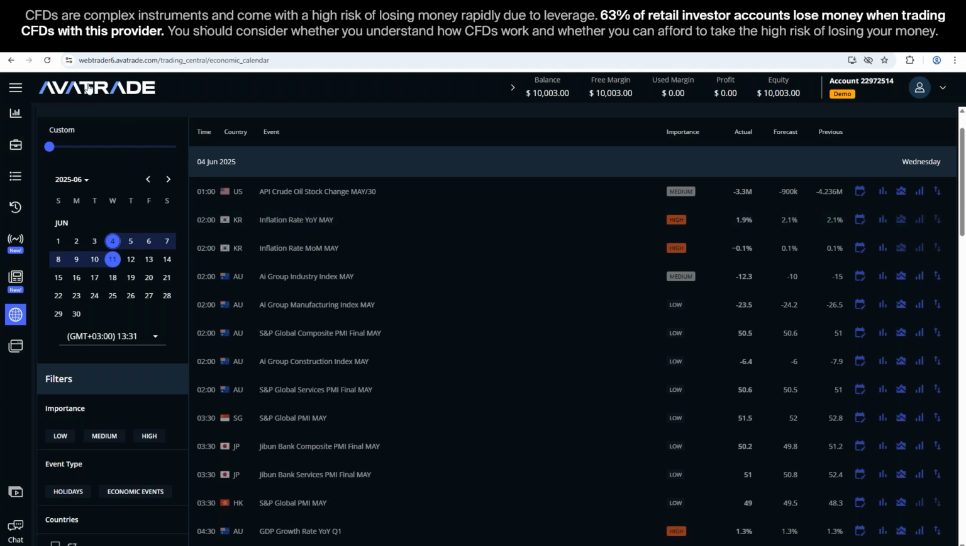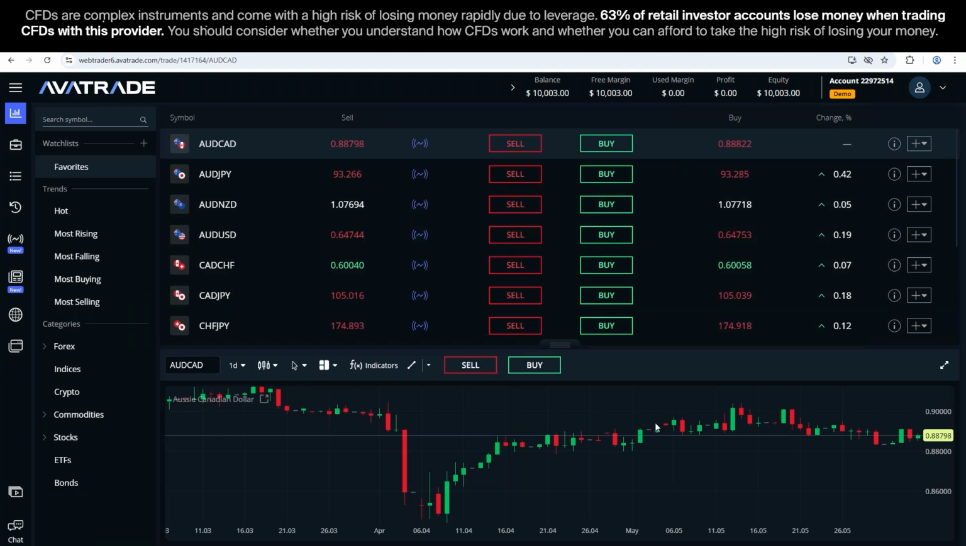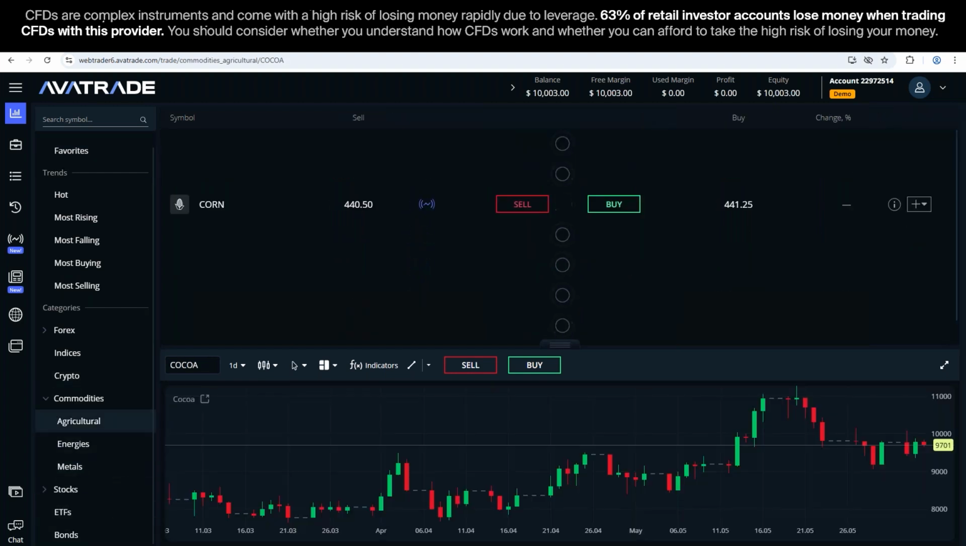Now, if I click in here on AvaTrade, it throws me back to the default screen, and then I can trade. And now we can successfully move to the second part, the practical part, and I will answer your questions, guys. But first, let's find ourselves an instrument to work with. So we've got different categories in here, hot, most rising, all of those. And underneath, we've got the categories, Forex, indices, cryptos, commodities. Let's try commodities, and let's try agriculture.